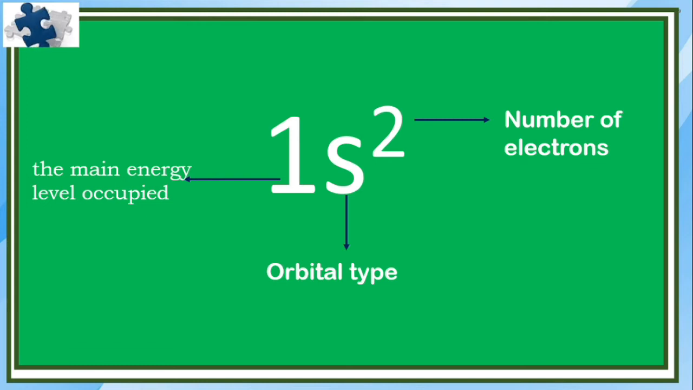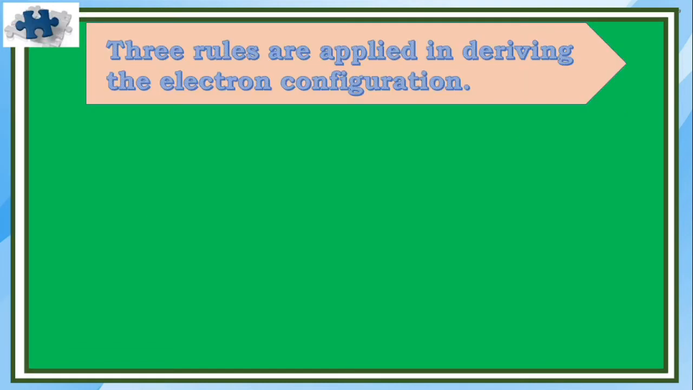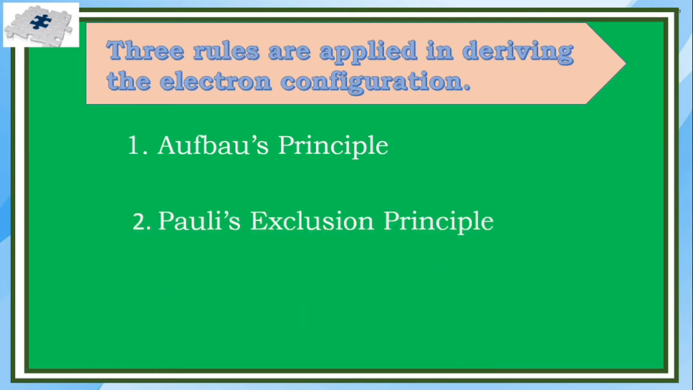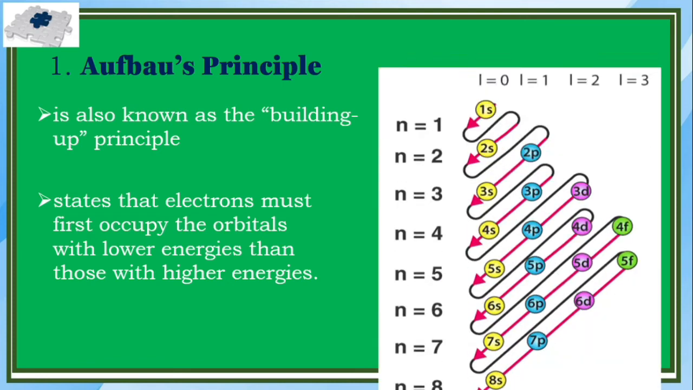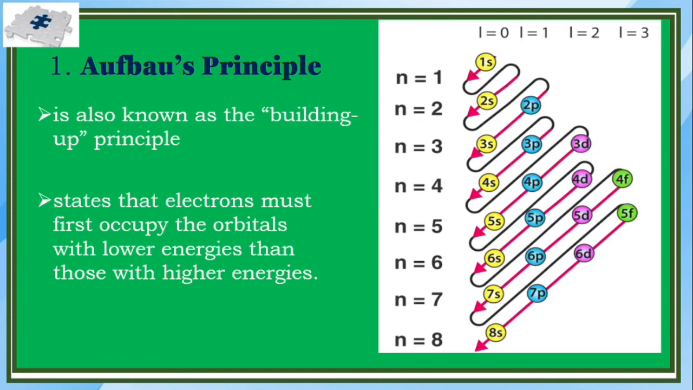3 rules are applied in deriving the electron configuration. First, we have the Aufbau principle, the Pauli exclusion principle, and the Hund's Rule of Multiplicity. Aufbau principle, also known as the building up principle, states that electrons must first occupy the orbitals with lower energies than those with higher energies. It follows this mnemonic in filling up the orbitals.